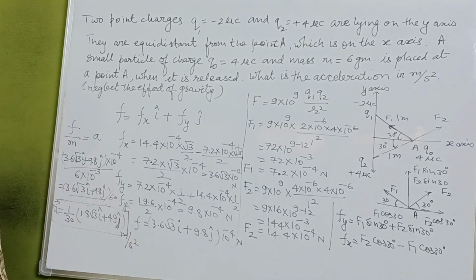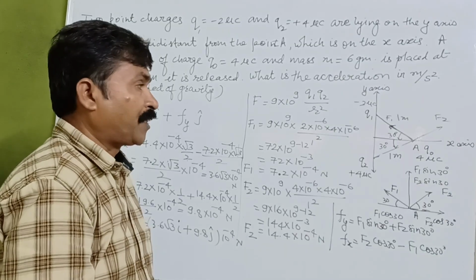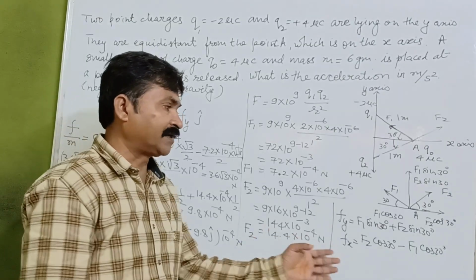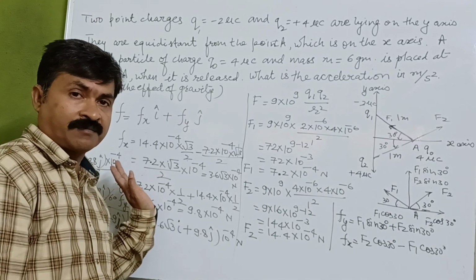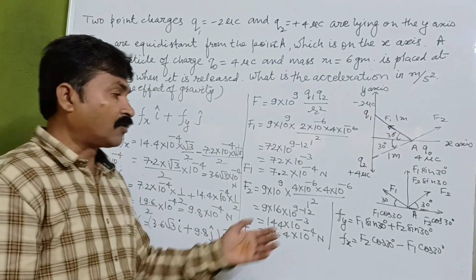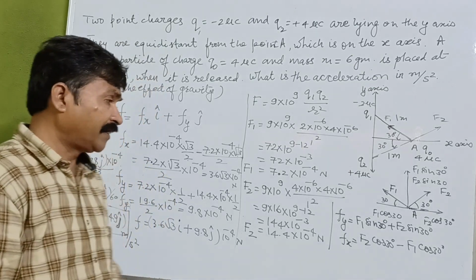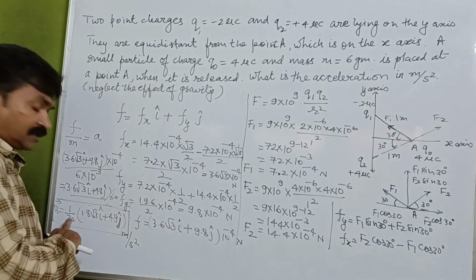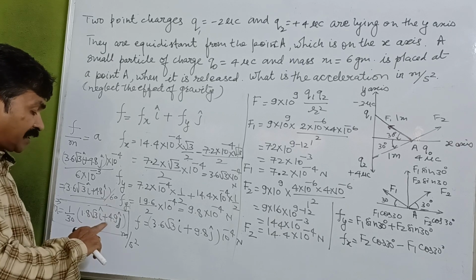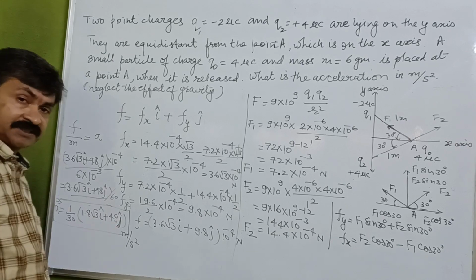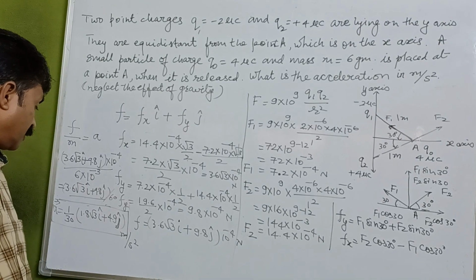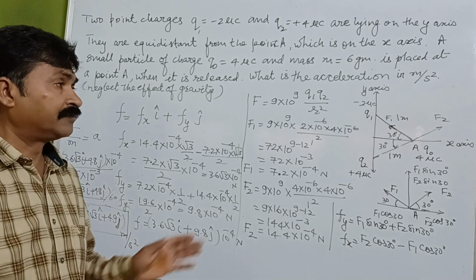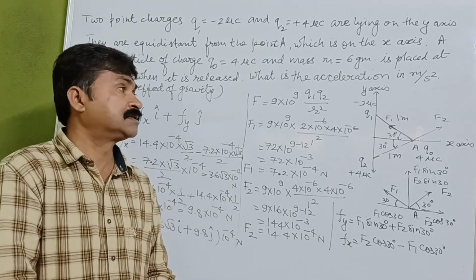So here we have got the acceleration which is asked here, and by applying Coulomb's law and finally Newton's second law, that is F is equal to m into a, mass into acceleration, we have got the final answer. That is acceleration 1 upon 30, 1.8 root 3 i plus 4.9 j meter per second square. So in this manner we can solve the numericals.